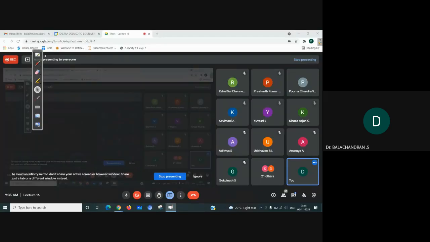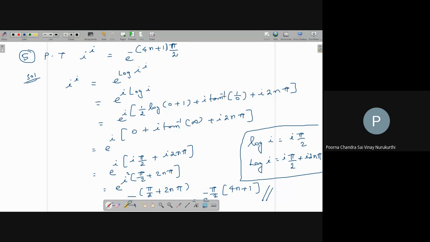Sir, for root a whole power root a, do you have to write the general equation or the principal equation only? Yeah, you are right, because the answer is not given. So you can do it by general. So try to do it and then send it to me. I will check it. Okay, if you have doubts. Okay, sir. Thank you, Purnachandra.